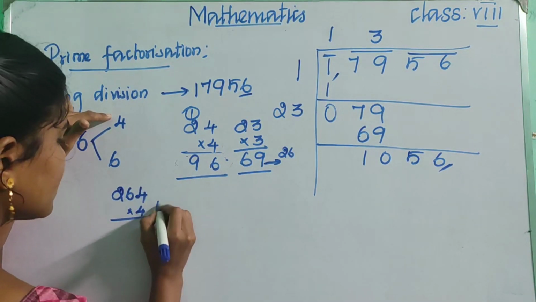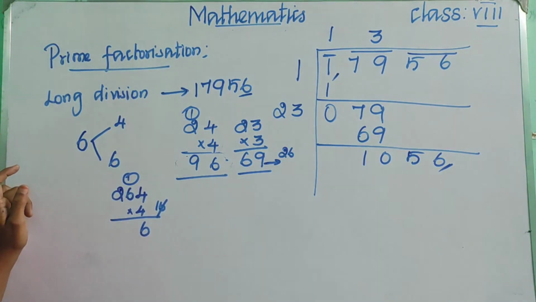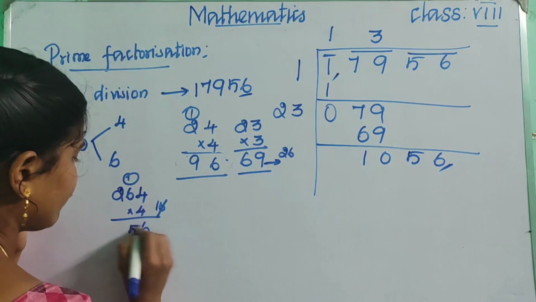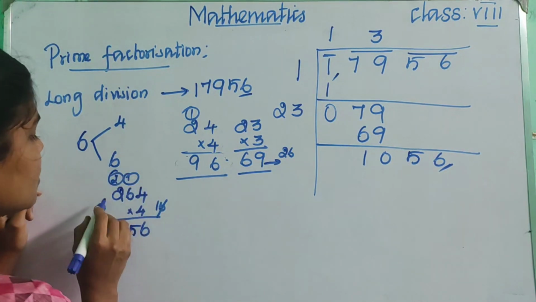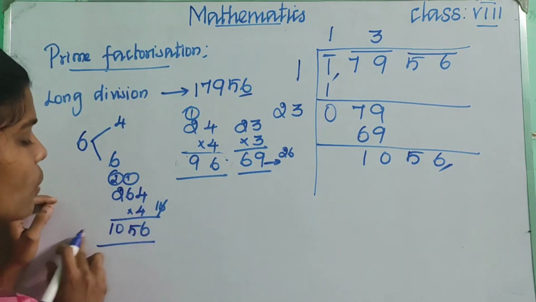Okay, 4 fours are 16. Put 6 here and 1 as the carry. 6 fours are 24. 24 plus 1, 25. Okay, 2 as the carry. 2 fours are 8. 8 plus 2, 10. Okay, so we got 1056.